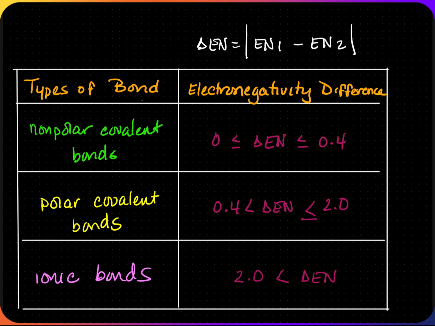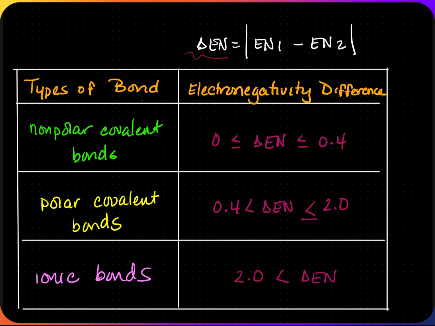We determined the types of bond by using the following formula. The change in electronegativity is equal to the electronegativity of element 1 minus the electronegativity of element 2, taking the absolute value. Since we are taking the absolute value, it doesn't matter which one I subtract first.